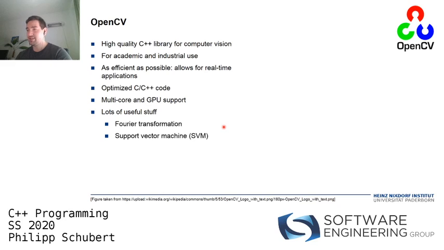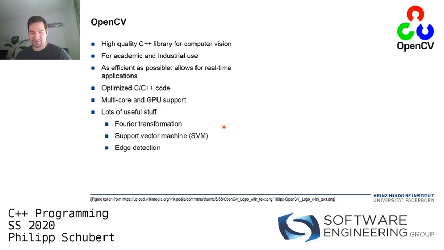Also some classification engines. So there's a support vector machine where you can have an image, you give it some parameters, some feature vectors and all the good stuff. You train it a bit and then it tells you, yeah, cat or dog. So that would be what a support vector machine can do. So do some classification.